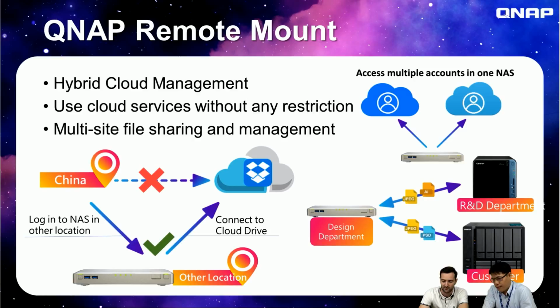Okay, let's talk about the QNAP remote mount. For the first, hybrid cloud management, you can see the illustration at the upper right: access multiple accounts in one NAS. It means with the QNAP NAS, you can connect to multiple accounts at the same time. That can be 2 accounts of Dropbox, or Dropbox and another cloud service.